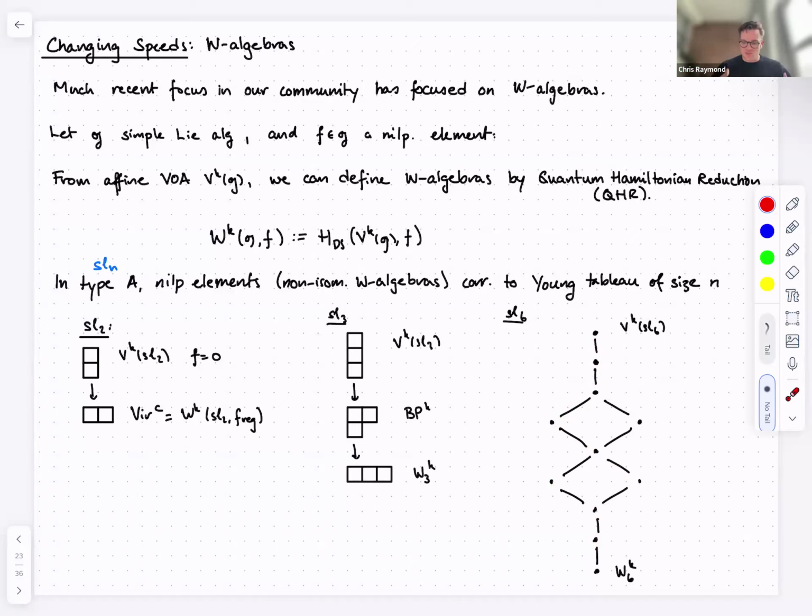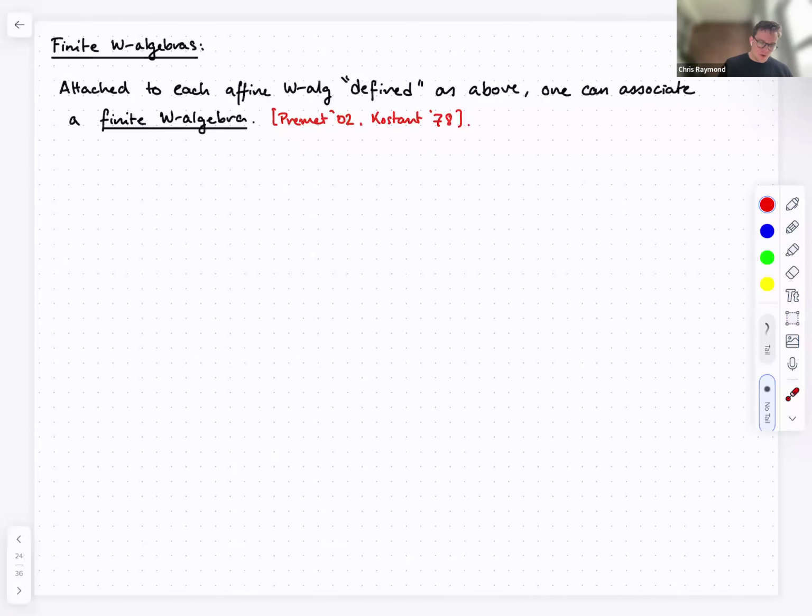Okay, so this is a very broad, very quick overview of quantum Hamiltonian reduction, at least as it applies in type A. What are we doing this for? Well, I want to maybe introduce one more thing. Attached to each affine W algebra that we've defined as above, at least if you believe there's some process that does this, we can associate something called a finite W algebra.